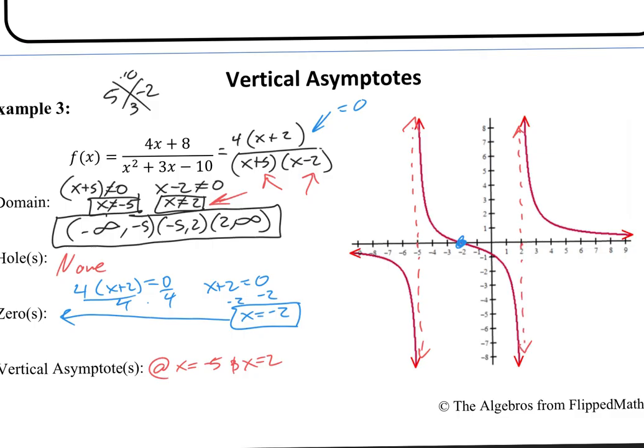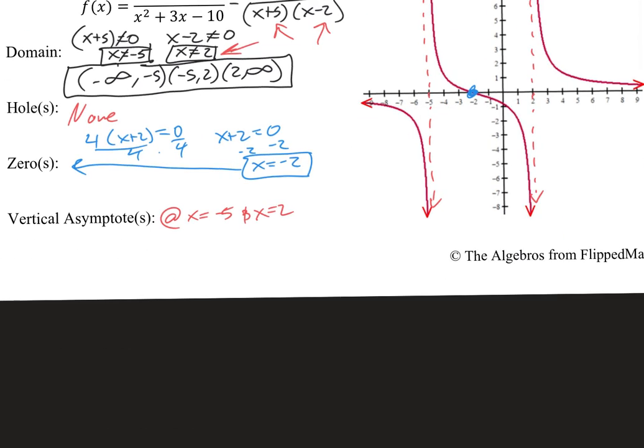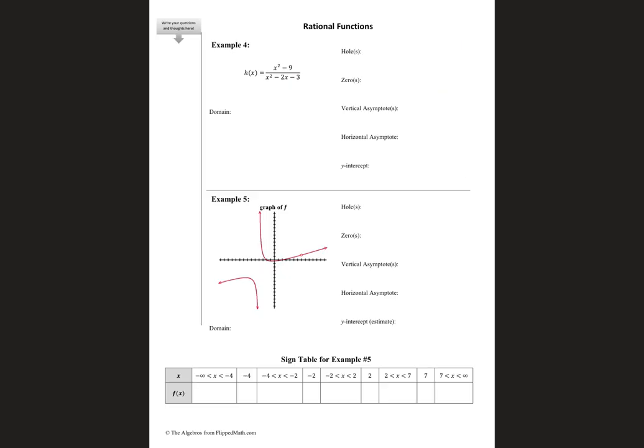And sure enough, that comes up in our graph as vertical asymptotes. And there we go. That's how we can find a vertical asymptote. So if it doesn't cancel, you get a vertical asymptote. If it does cancel, then that's when you get a hole. Let's go to the next page.